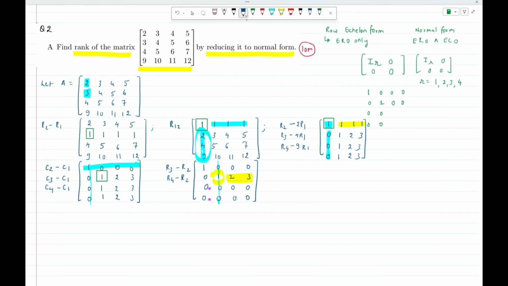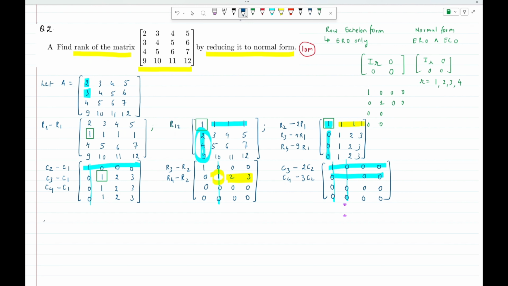So next we are going to perform operations on C3 and C4. On C3 we will be performing C3 minus 2 times C2, and on C4, C4 minus 3 times C2. So we have got 1, 0, 0, 0 in the first column, 0, 1, 0, 0 in the second column. Now over here we will get 2 zero columns. So if you look, in the first row and first column there is a 1. Then second row, second column, we have got a 1, and all other entries are 0. So this gives us the normal form.